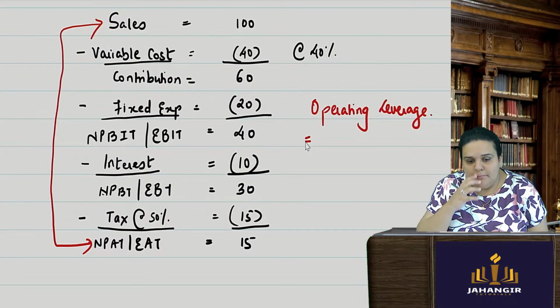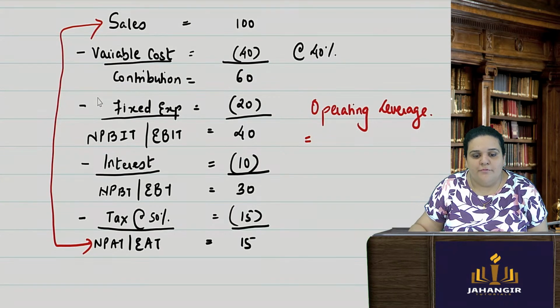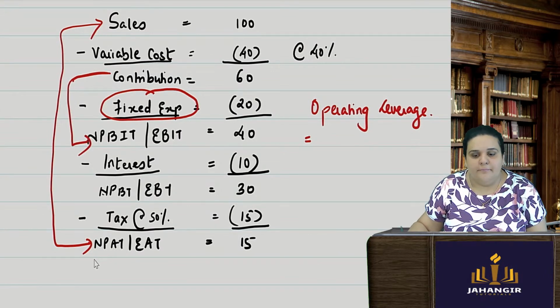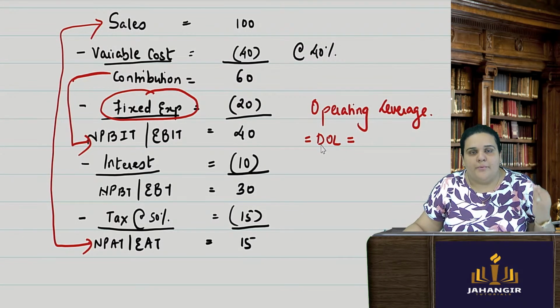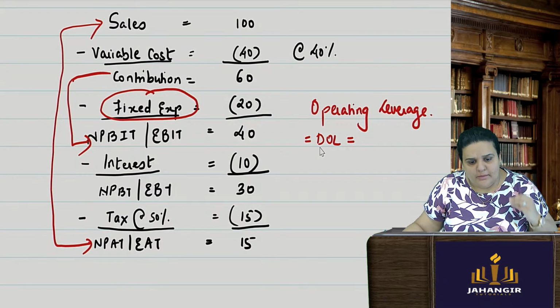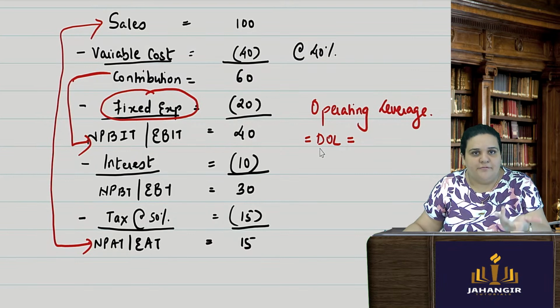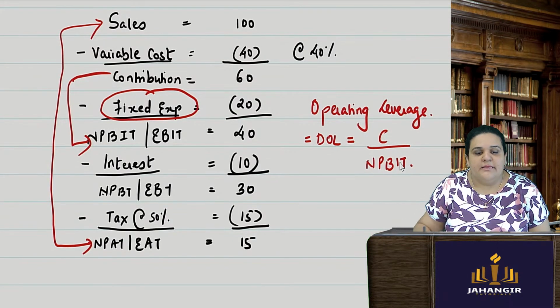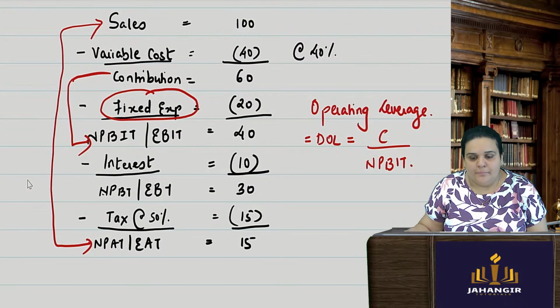Obviously, one operating expense over here is the fixed expense. So the fixed expense lies between contribution and NPBIT. Simple, degree of operating leverage is due to operational expenses. It is going to show us the relationship between sales and the profit due to that particular fixed expense. So my degree of operating leverage is nothing but contribution upon NPBIT. Easy, degree of operating leverage.